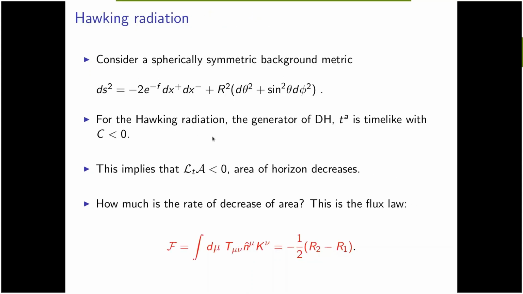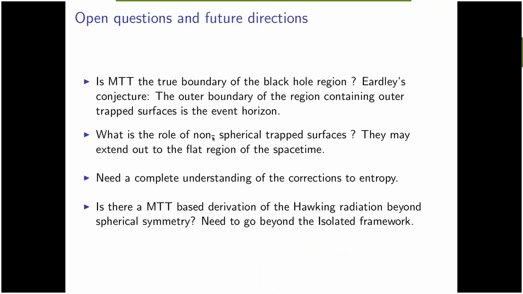So let me come to the last slide of this talk. What we have found is that the marginally trapped tube is a good boundary of the black hole. But is this the true boundary of any black hole region? That we don't know, and there is a conjecture by Ashtekar that seems to indicate that the marginally trapped tube is not the true boundary of the black hole region. It is the event horizon which is the true boundary of such a black hole region.